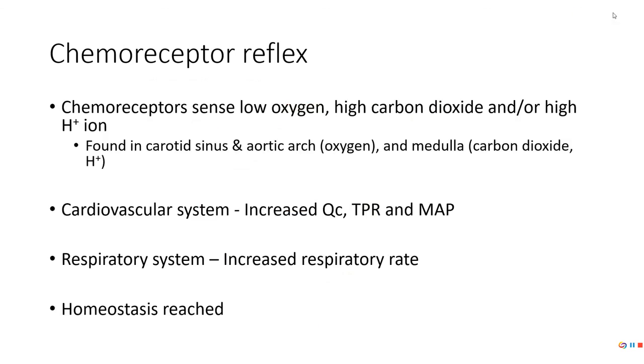So just to put this in words: chemoreceptors sense low oxygen, high CO2, and or high hydrogen ion. The chemoreceptors tell that to the medulla. As a result, we increase cardiac output, resistance, and pressure. And in the respiratory system, we increase respiratory rate to reach homeostasis.